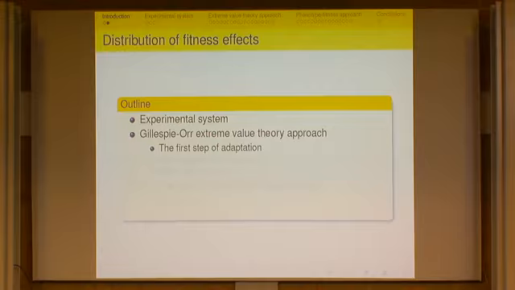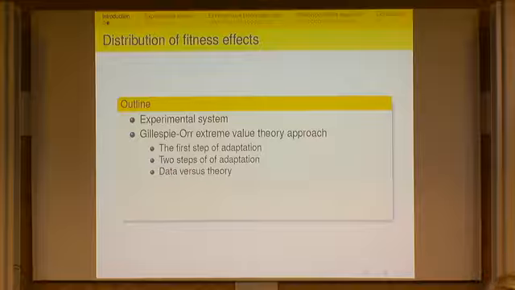And so we will talk about that theory of Orr's, which really talks about the first step of adaptation. Then I'm going to talk about an extension of that to looking at 2 steps of adaptation, and I'll explain what we mean by the first and second step of adaptation. And then we're going to look at the data versus this theory. And that'll get us to about 2010.